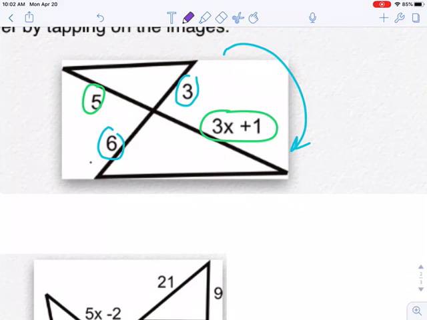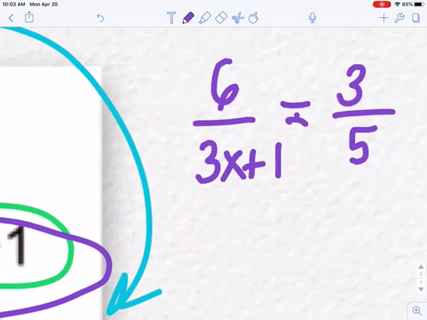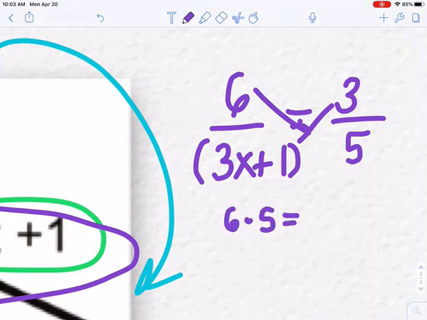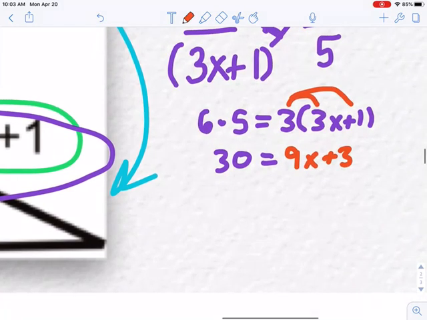I'm going to write a fraction just using this lower one. I'm going to say 6/(3x+1). Well, which side corresponded to 6? That was 3, so that's going to have to be on top. And then 5 in the denominator. Now, before I cross multiply, since I have a bunch of junk, I'm going to put parentheses around that bunch of junk. Why do I like to do that? I'm going to have 6 times 5, and then 3 times parentheses 3x plus 1. So I like to do it so I remember I've got to distribute. That's why I like to do it.